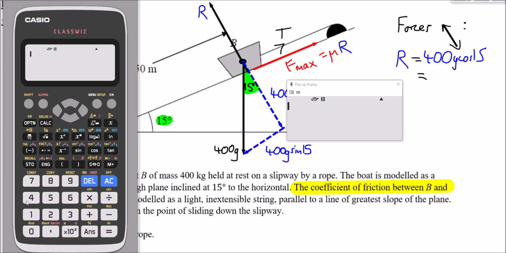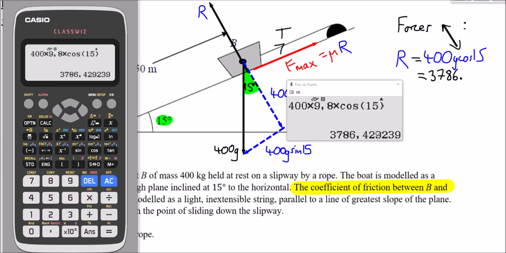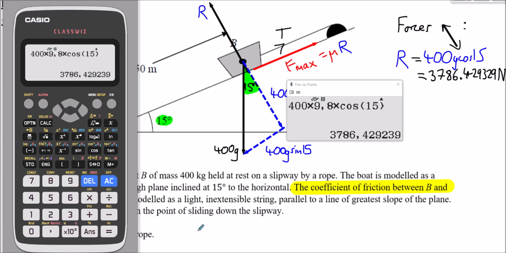Because we know g is 9.8, so 400 multiplied by 9.8 multiplied by cosine 15 equals 3786.429239. Again, I'm not rounding yet because this is by no means our final answer.